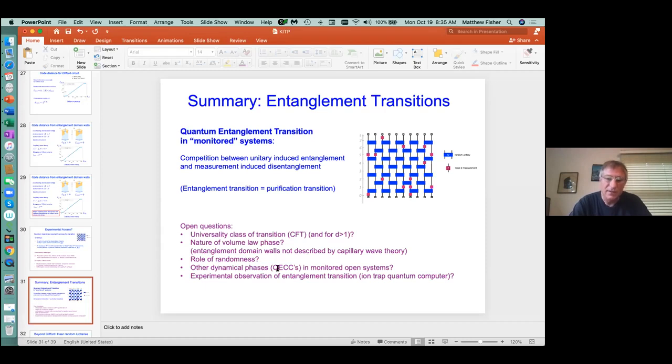One can think about other dynamical phases or quantum error correcting codes in such monitored open systems. And most interesting of all is to try to see some of these things experimentally on, for example, ion trap quantum computers. Okay, so that's all I had to say, and thank you for your attention. I can take some questions.